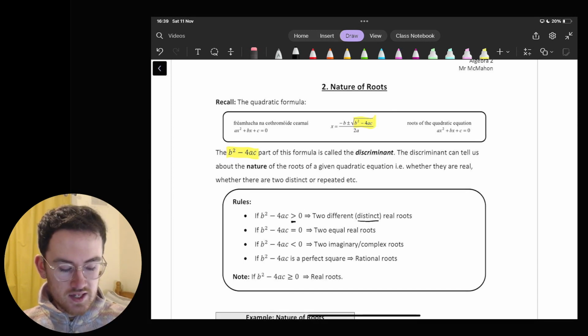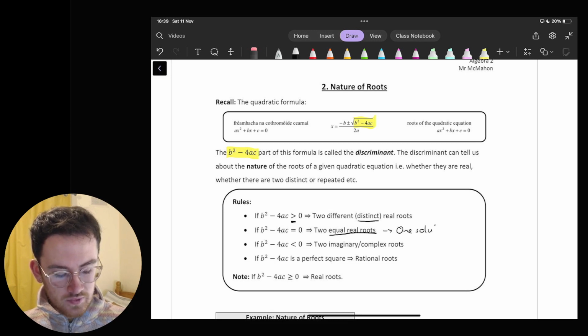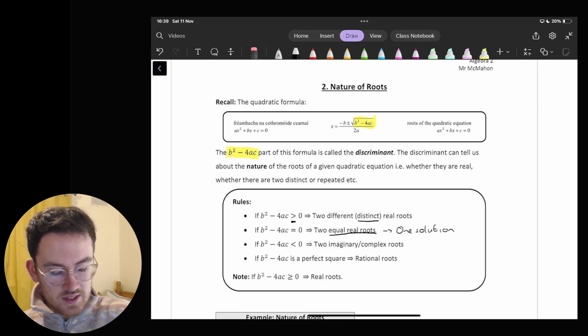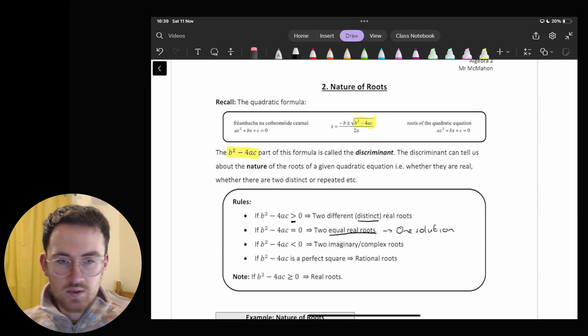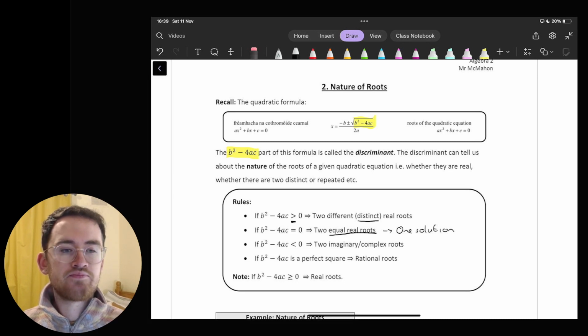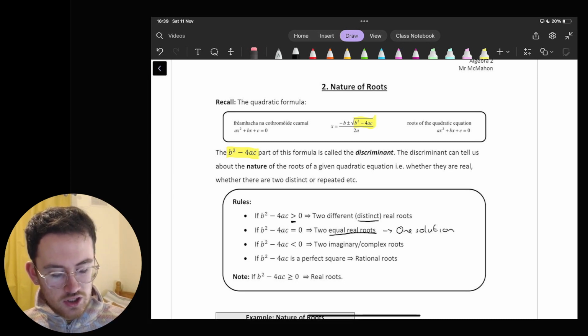If that part is 0, then I'm just going to get equal real roots. Okay, so kind of like one solution. And it all comes back to the fact that if this part is 0, then I'm not adding or subtracting anything in either case. So I just end up with two of the same root. If b squared minus 4ac is less than 0, I get two imaginary or complex roots.